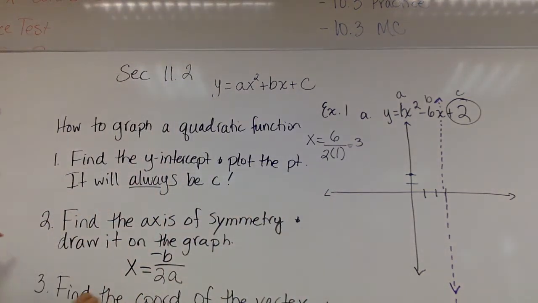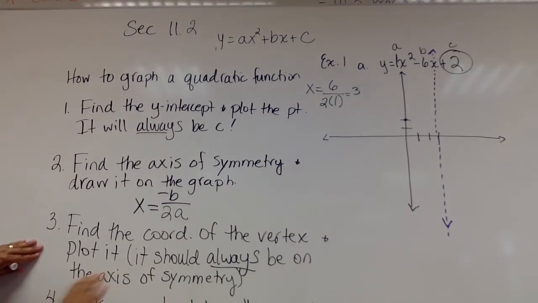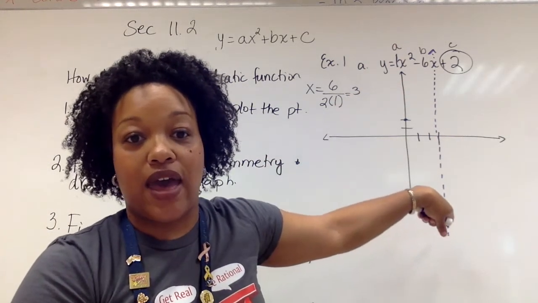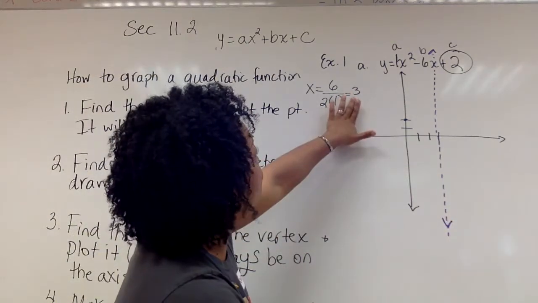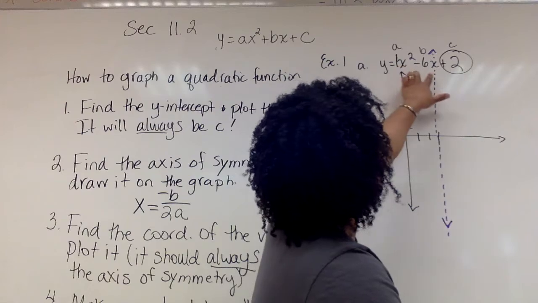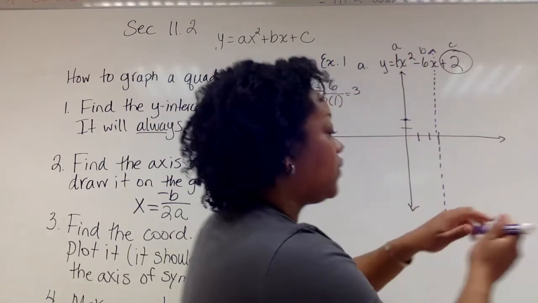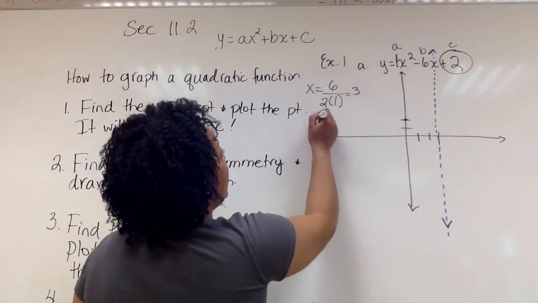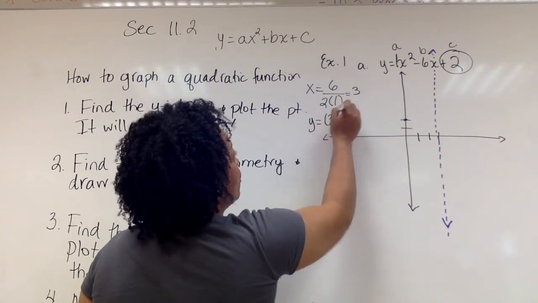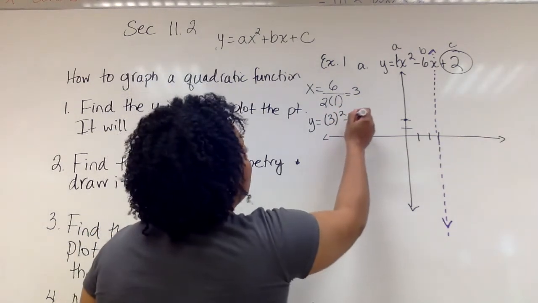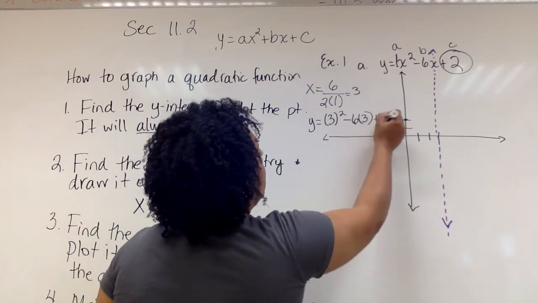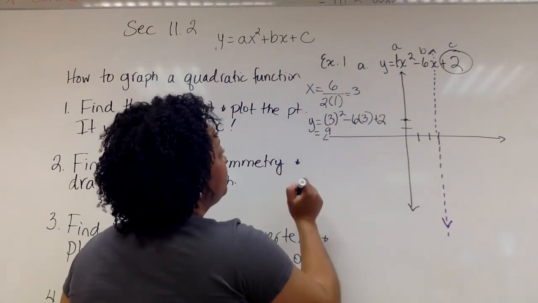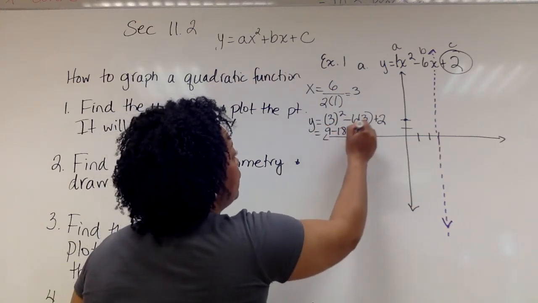All right. Step 3. We're going to find where our vertex is on the axis of symmetry. So you're going to take this 3 and plug it in here and here. Find what your y is. So y equals 3 squared. You know that's 9. Minus 6 times 3 plus 2. If your calculator can help you, let it. So this is 9 minus 18 plus 2.